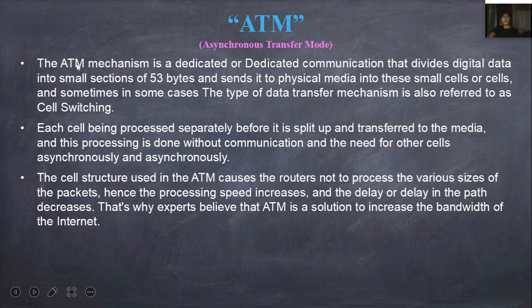The ATM mechanism is a dedicated communication that divides digital data into small sections of 53 bytes and sends them to the physical media as small cells. In some cases, this type of data transfer mechanism is also referred to as cell switching. Each cell is processed separately before it is split up and transferred to the media, and this processing is done without communication with or need for other cells, asynchronously.